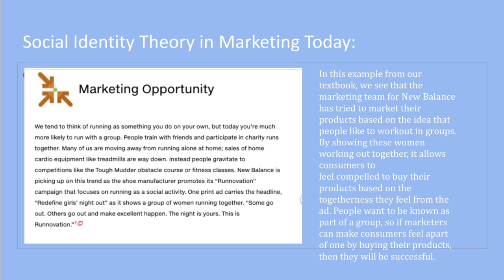So from the example in our textbook, we see that the marketing team for New Balance has tried to market their products based on the idea that people like to work out in groups. By showing these women working out together, it allows consumers to feel compelled to buy their products based on the togetherness they feel from the ad. People want to be known as part of a group, so if marketers can make consumers feel a part of one by buying their products, then they will probably be successful.